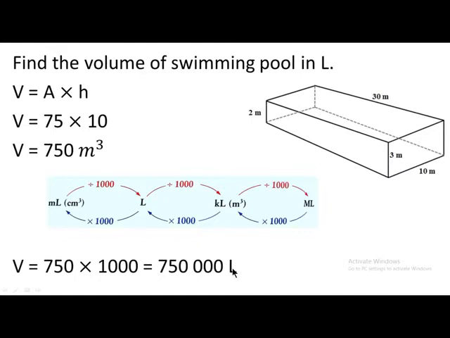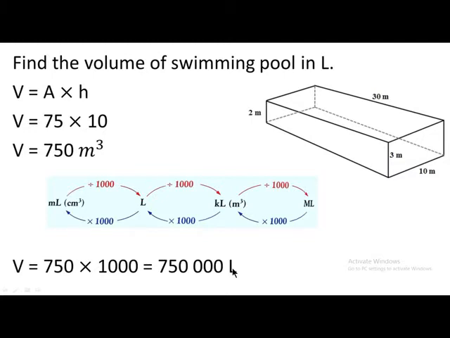First, in order to find the volume of a prism, we need to find the area of a cross section. Since the cross section is a trapezium, the area of a cross section is (2 + 3) divided by 2. Remember, the sum of the parallel sides, 2 and 3, divided by 2, times the height. So it is equal to 75 meter square.